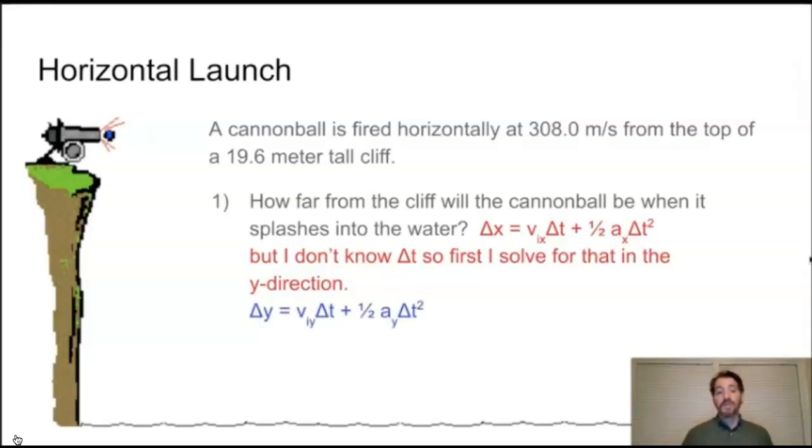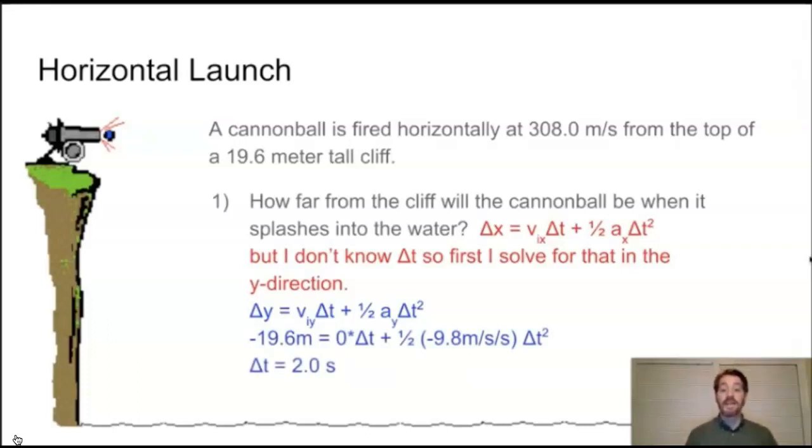I solve for it this way. Delta y is equal to v initial in the y direction, which is 0 because this cannonball is fired horizontally, times delta t, plus 1/2 acceleration in the y direction, which we know, times delta t squared. So I went in and solved this, and delta t is 2 seconds.